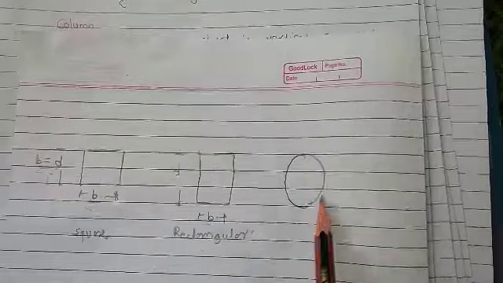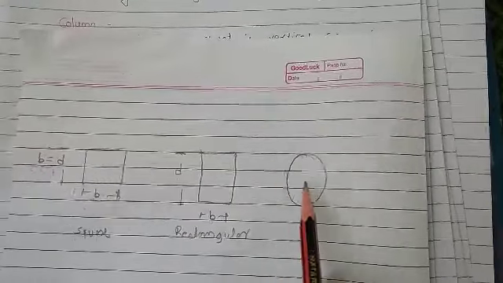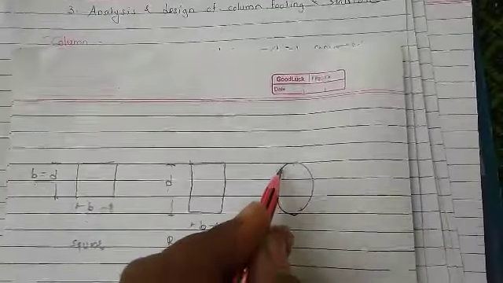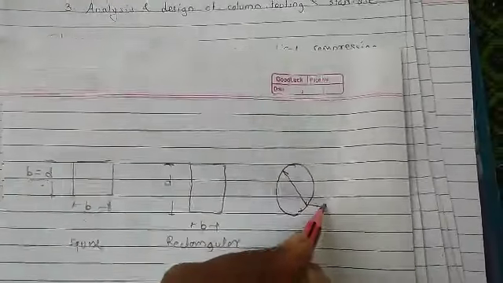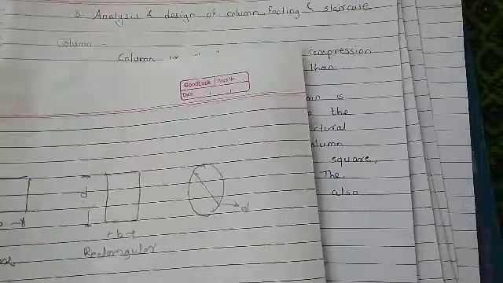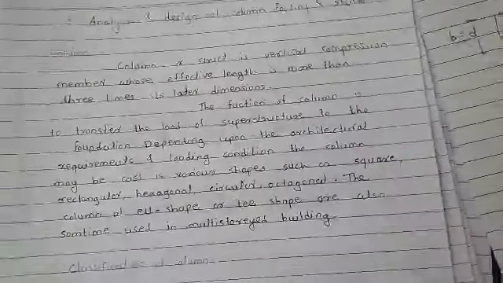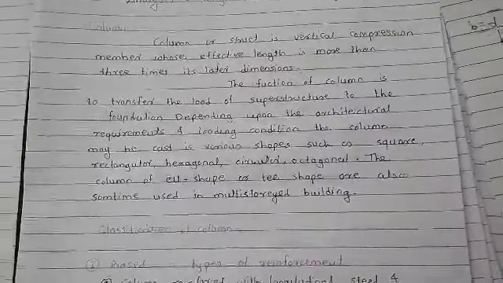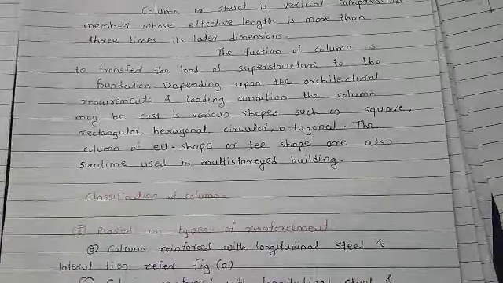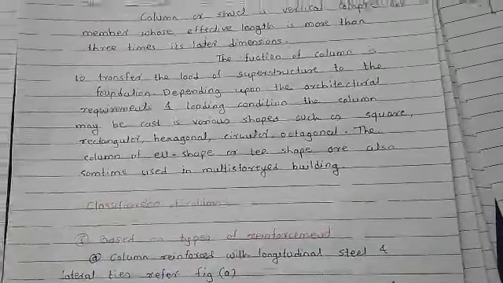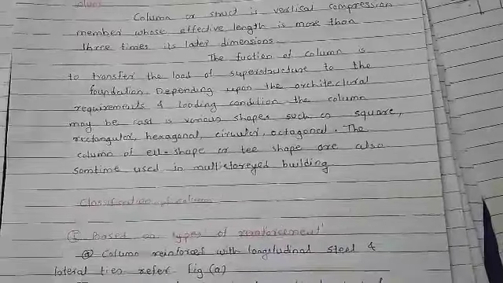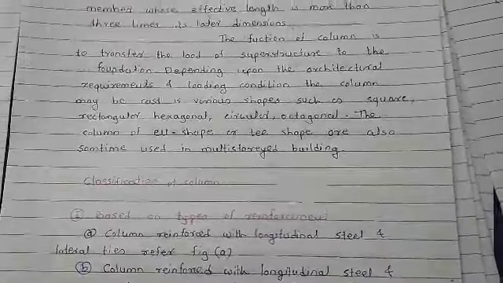The third type of shape used is the circular column. In the case of the circular column, suppose D is the diameter of this circular column. These are the different shapes generally used in residential buildings. And in the case of multi-story buildings, L-shaped columns or T-shaped columns are also used, depending upon the loading condition and the architectural aspect required.